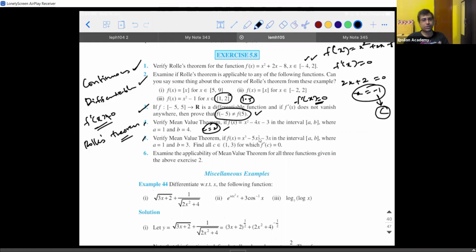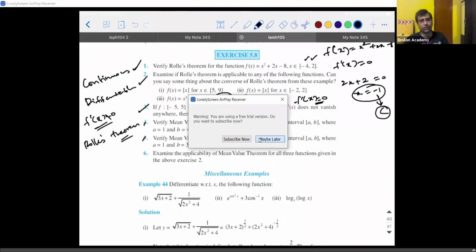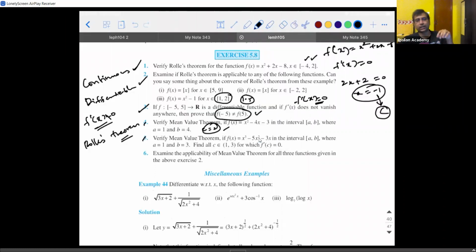So it's a polynomial function, continuous and differentiable. A is equal to 1, b is equal to 3. So what is f of 1, guys? 1 minus 5 minus 3, that is minus 7. F of 1 is minus 7. What about f of 3?